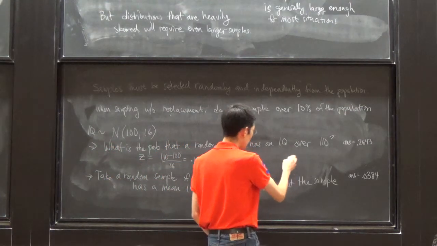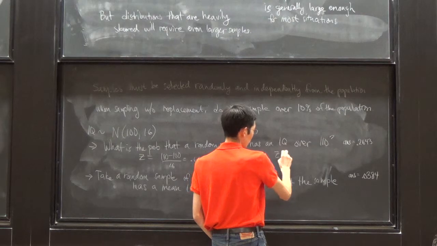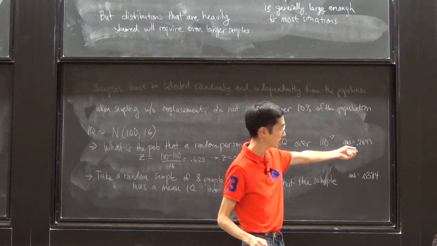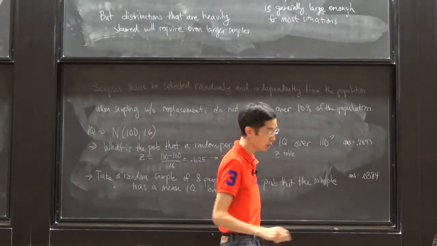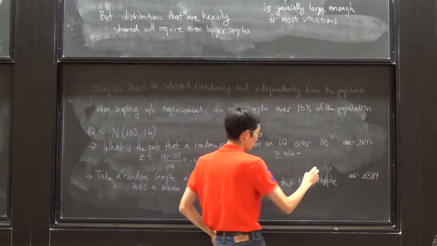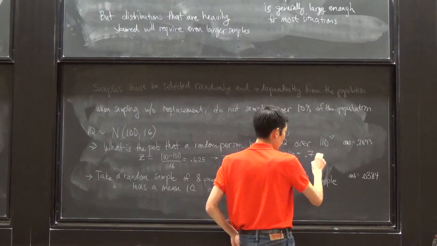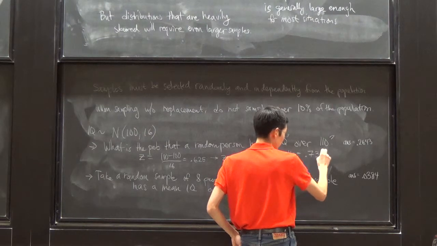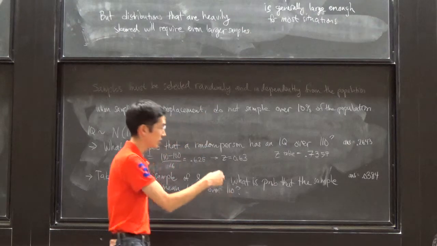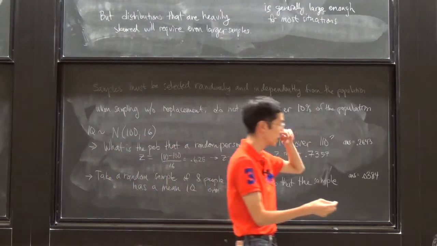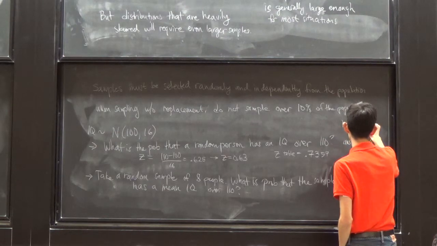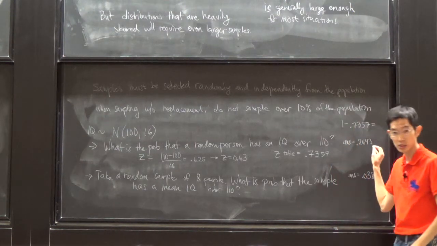So then we look this up in the z table. And you can look up the area to the left of negative 0.63 and get 0.2643 directly. Or if you look up the area to the left of positive 0.63, you would get 0.7357. And then to get the area over 110, you would do 1 minus 0.7357. And you get 0.2643.